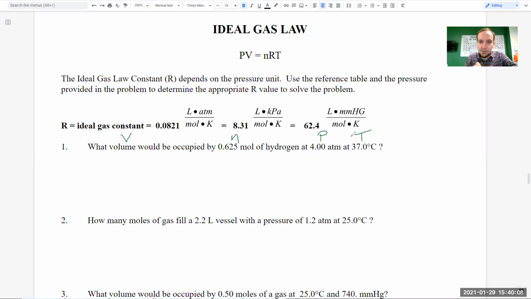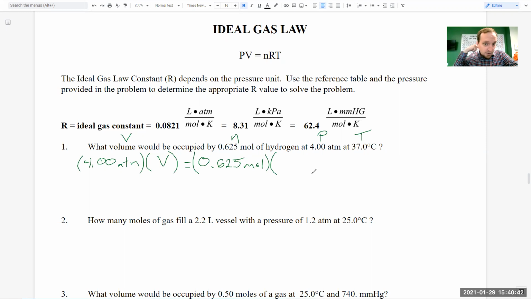Now, as I do that, remember, as long as pressure and volume are side by side, it doesn't matter which is first, although I do like to do them in order just to make sure I don't forget them. I'm going to go ahead and do it in order this time. So our pressure is 4.00 atmospheres. Our volume, we don't know, equals our number of moles, which is 0.625 moles.